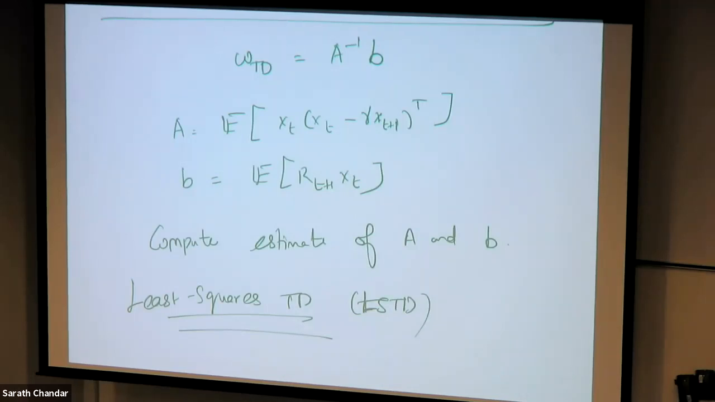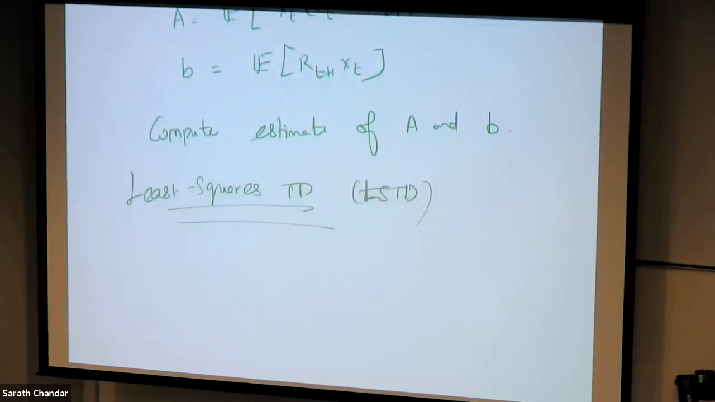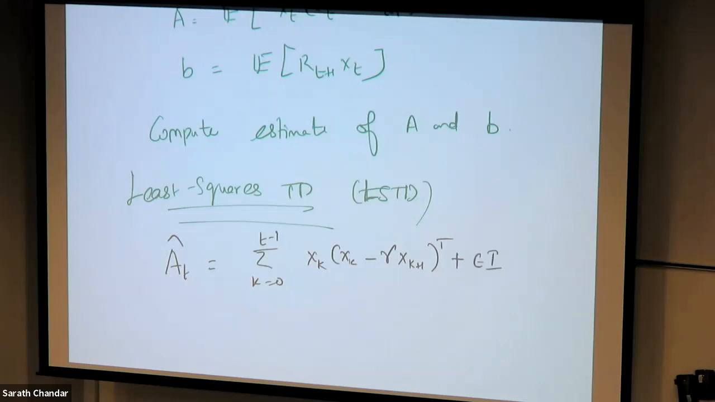The idea of LSTD is really simple. Given experiences, instead of doing the iterative process to reach the fixed point, I'm going to directly compute the estimates of A and B. We are going to call them A_t and B_t. So A_t hat, an estimate, is going to be the summation over k equal to 0 to t minus 1 of x_k (x_k minus gamma x_{k+1}) transpose plus some epsilon I. And b_t hat is going to be the summation over k equal to 0 to t minus 1 of R_{k+1} x_k.